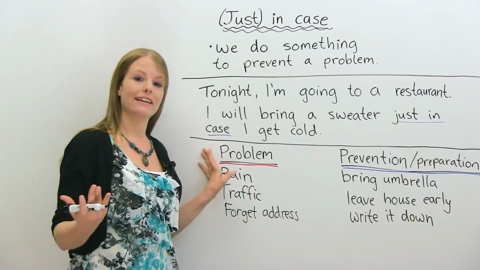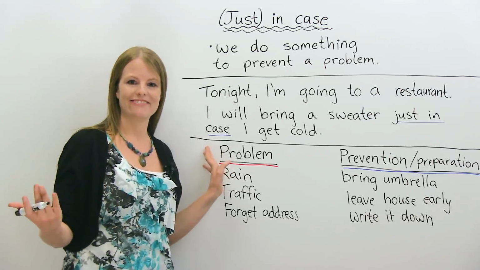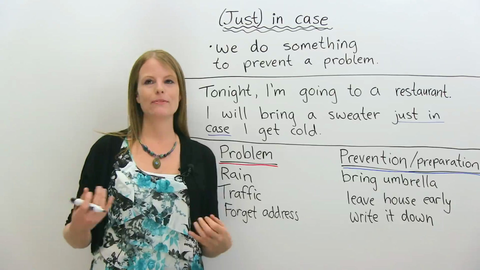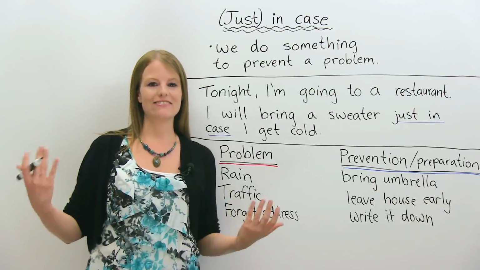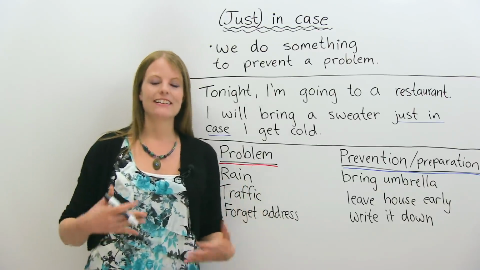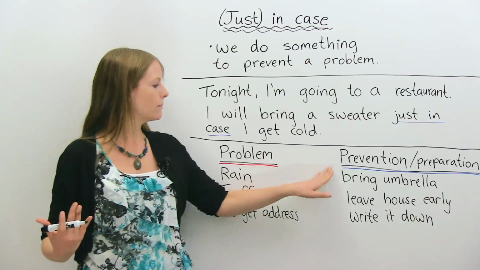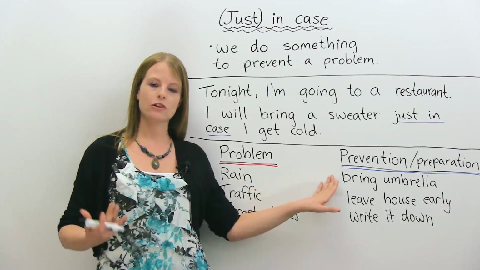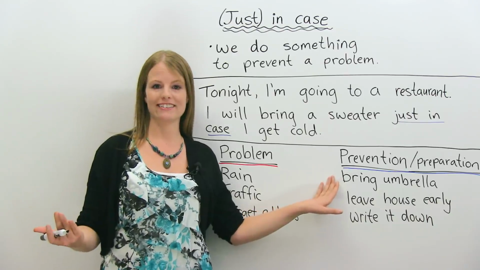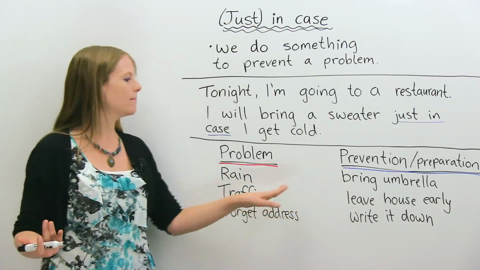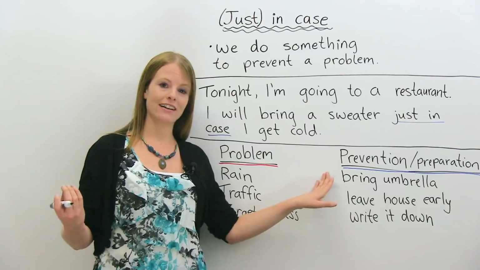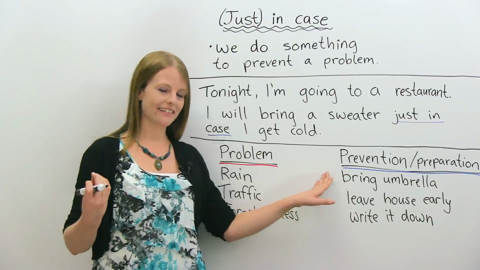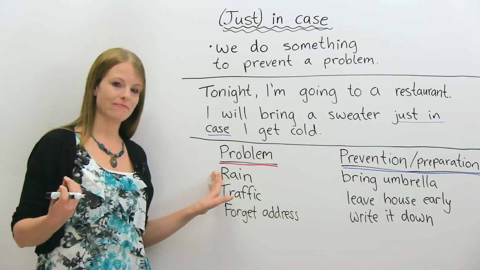Okay, a problem is when it rains, okay? A lot of the times when it rains, I don't like getting wet. So what do I do? Well, my preparation or prevention is I bring an umbrella, or maybe I'll bring a rain jacket, okay? So I will bring an umbrella just in case it rains.